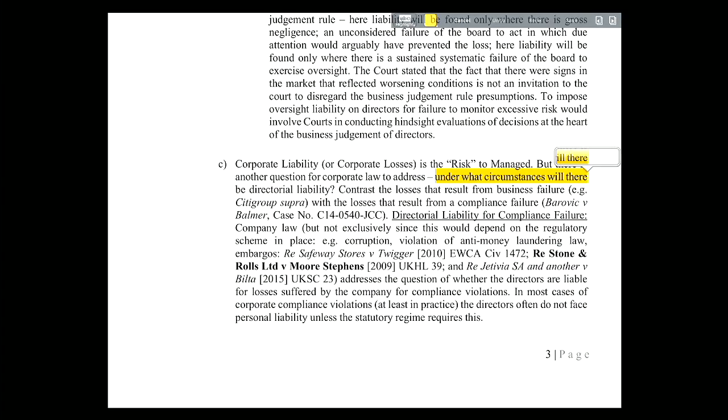So under what circumstances will there be directorial liability? If you have a question, usually the question could say, a new board has taken over this company, a new company has taken over this target, advise them about the directorial liability. They're not interested in the company's liability. They're saying, can we make the directors pay?